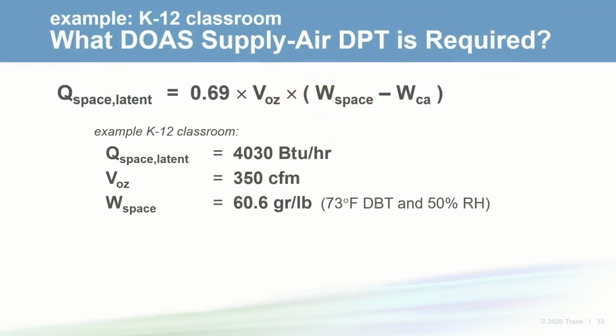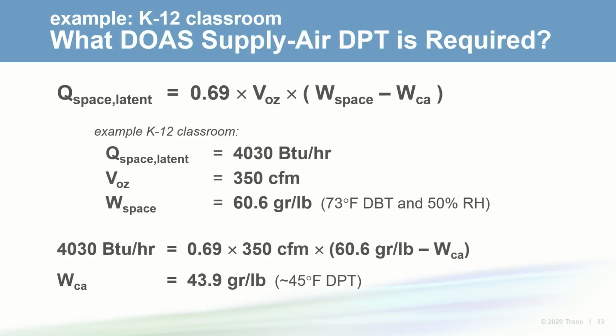For this example classroom, the space latent load is estimated to be 4,030 BTUs per hour, and the required outdoor airflow is 350 CFM. Now, if the desired space conditions are 73 degrees dry bulb and 50% relative humidity, this equates to a humidity ratio of 60.6 grains per pound in the space. So using this equation, in order to remove the entire space latent load, this 350 CFM outdoor air needs to be dehumidified to 43.9 grains per pound. This equates to about a 45-degree dew point.